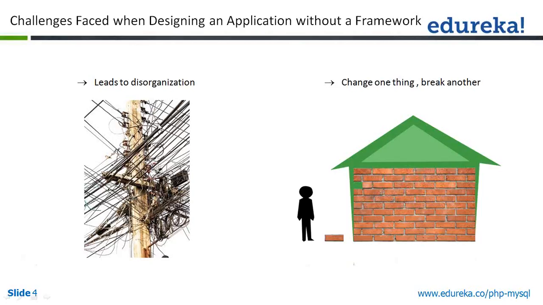I'll give you a real-time example with respect to Edureka itself. Change one thing. We are writing everything in one program, so if you change some part of the program, it is like a wall of bricks: if you change this brick, the complete thing will collapse. We cannot identify what is happening next. Change one thing, break another.